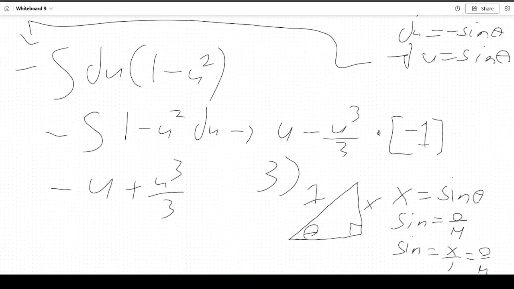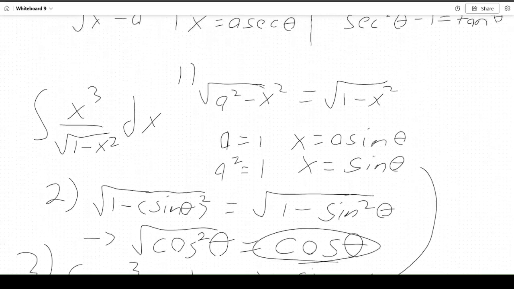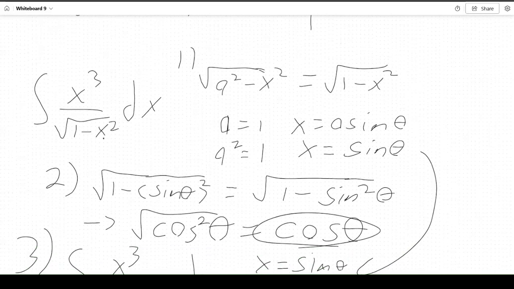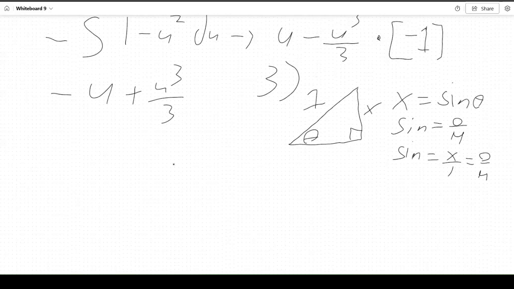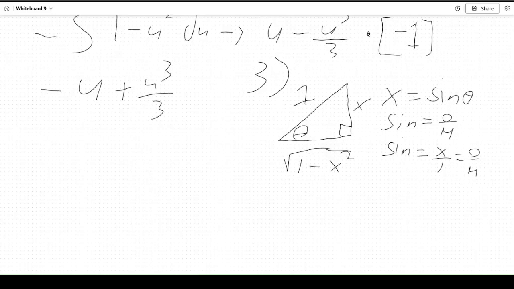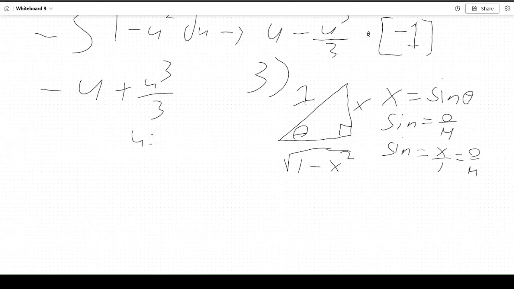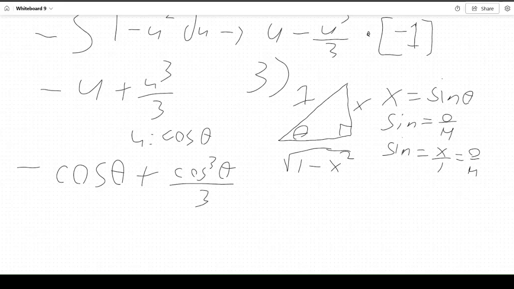So we have to refer back to our main problem here. It's going to be the square root of 1 minus x squared, because it's just always going to be that. So this will be the square root of 1 minus x squared. And we know that our u is equal to cosine theta. So we have to put u: cosine theta plus cosine to the power of 3 theta over 3.